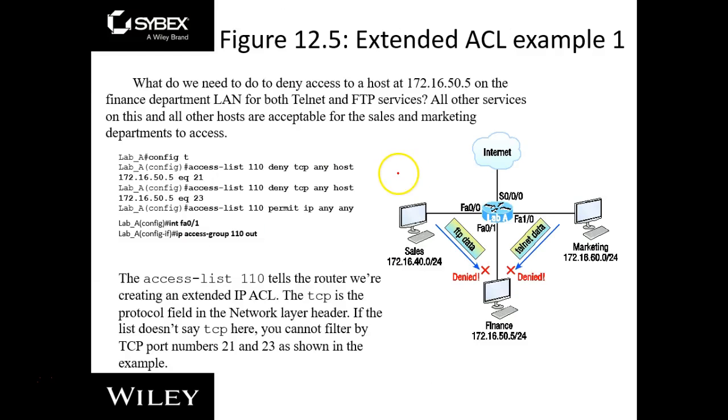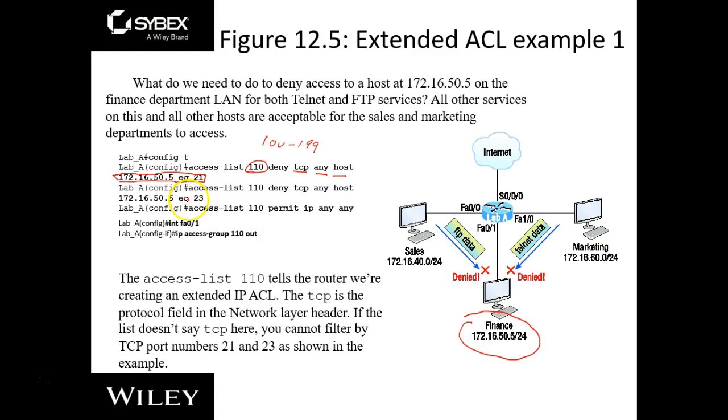This is, again, the standard. Let's get to an extended list. Here we go. Config t, access list 110. Remember, the numbers are 100 to 199. There are some extended ones. Deny tcp any host 172.16.50.5 eq 21. We've just denied FTP on 172.16.50.5. We're denying any host access to the FTP port on this thing.